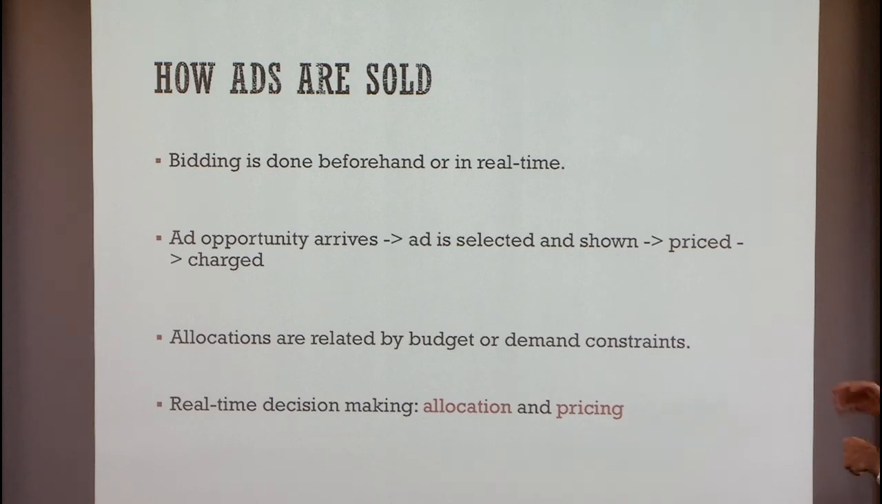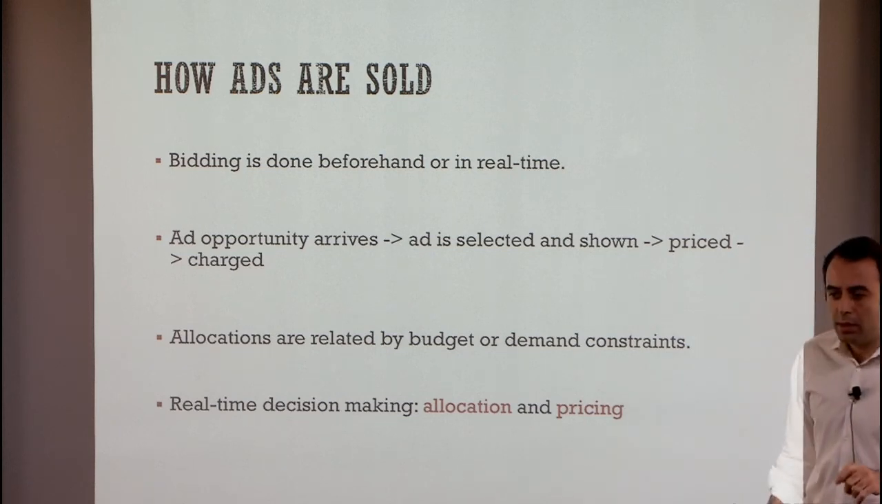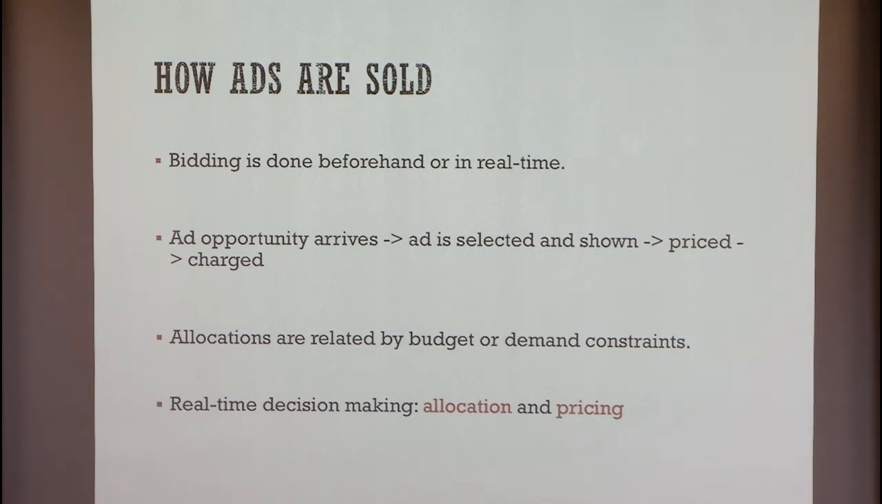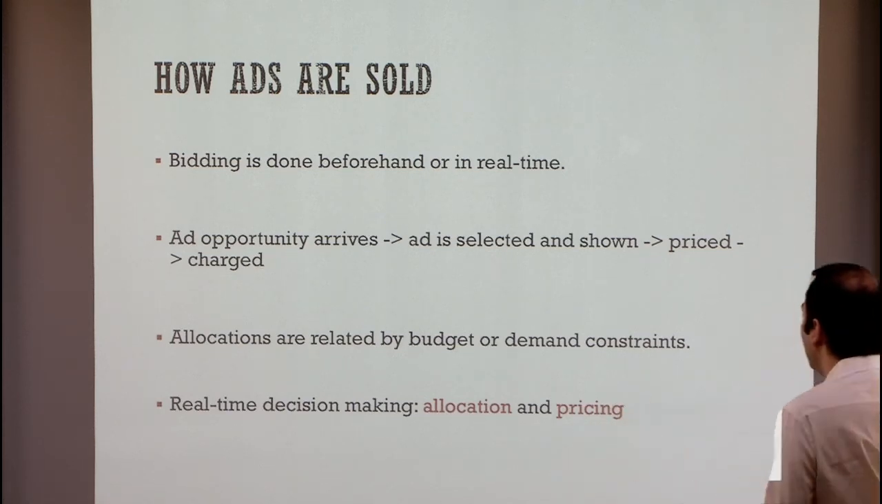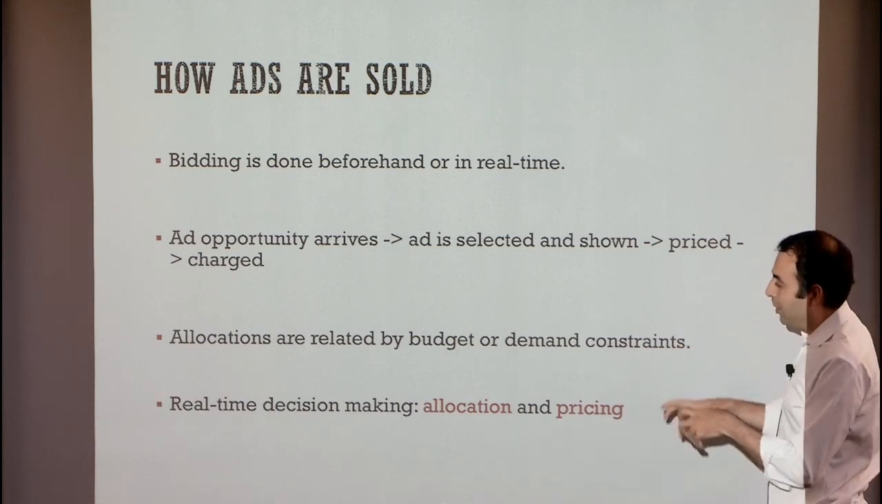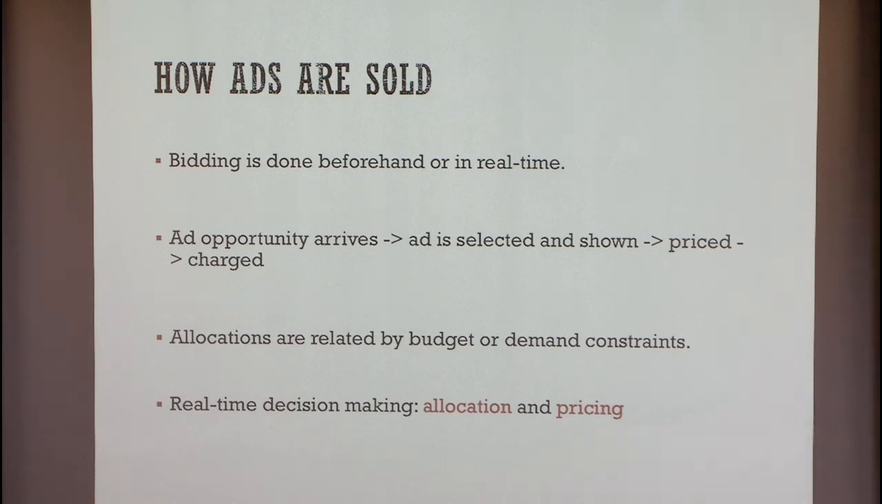The allocations are related to each other because of the past behavior of a specific ad or a publisher, or the information of the user, the ads that the user has clicked on before, or the previous purchases of the user. But they are also related by budget or demand constraints. Typically every advertiser has a certain budget that they want to spend over a certain period of time, a day, a week. And the real-time part of it, the decision-making, is the allocation and the pricing of the ad.